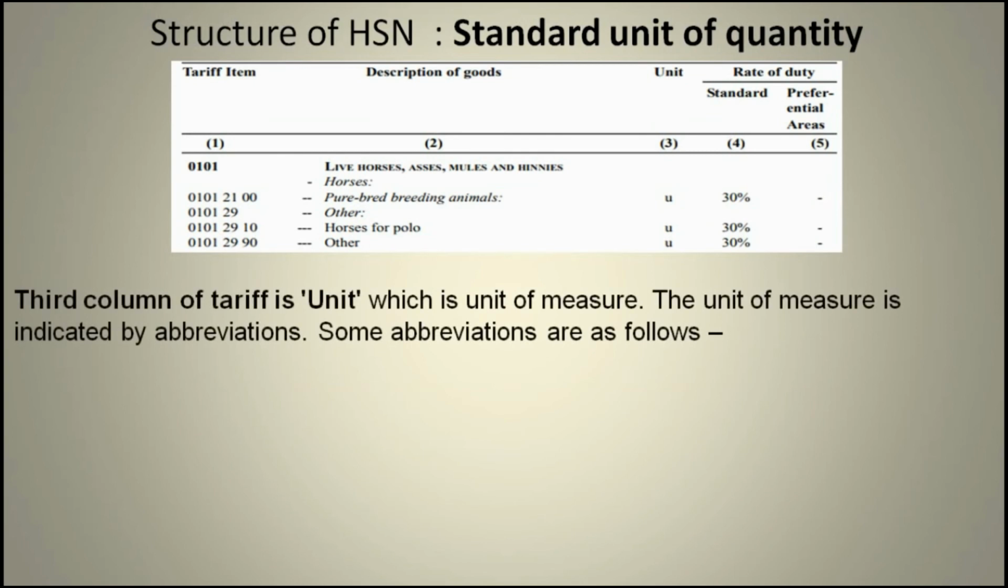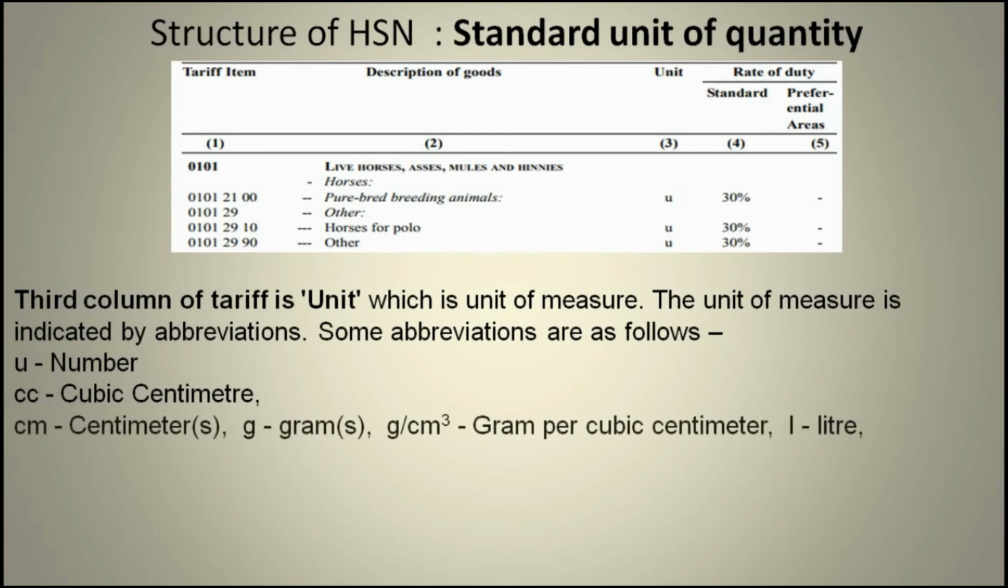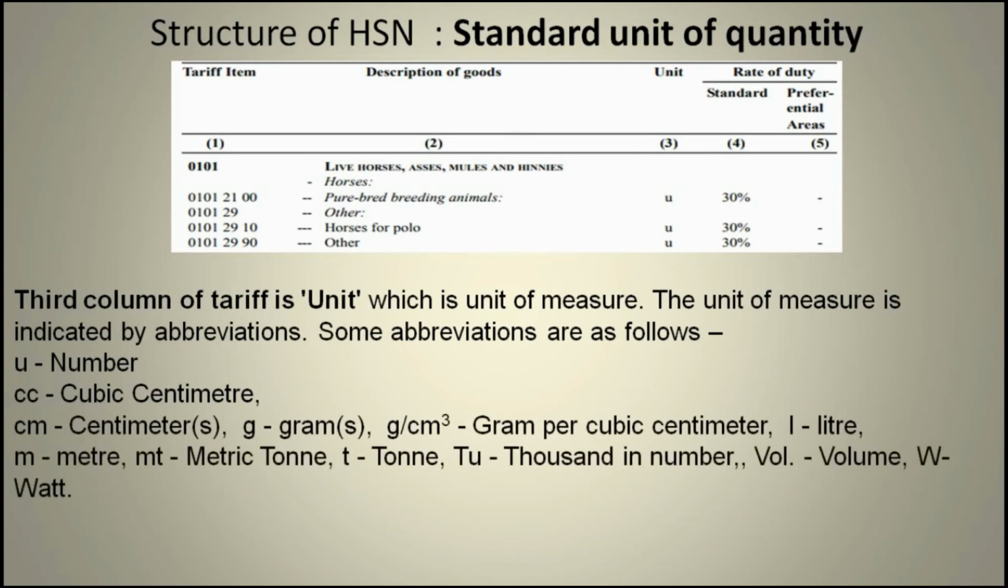Standard unit of quantity. The third column of the tariff is a unit, which is a unit of measure. The unit of measure is indicated by abbreviations. Some abbreviations are as follows: u for number, cc for cubic centimeter, cm for centimeter, g for grams, g/cm3 for gram per cubic centimeter, L for liter, m for meter, mt for metric ton, t for ton, tu for thousand in number, vol means volume, w means watt. In many cases, these units are impractical in trade.